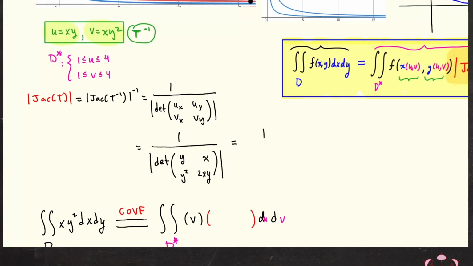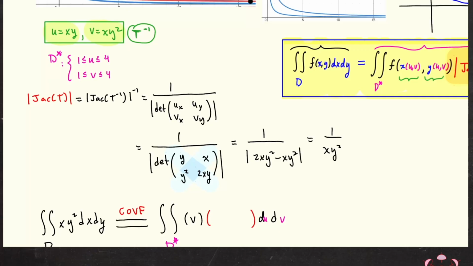Okay, so I've got 1 over the absolute value. Let's go ahead and calculate the determinant now. X pattern here. The product of the diagonals gives me 2xy squared minus xy squared. Looking at this, 2 minus 1 is just 1, so I've got 1 over xy squared. All right, so that's great. That is the Jacobian of T.